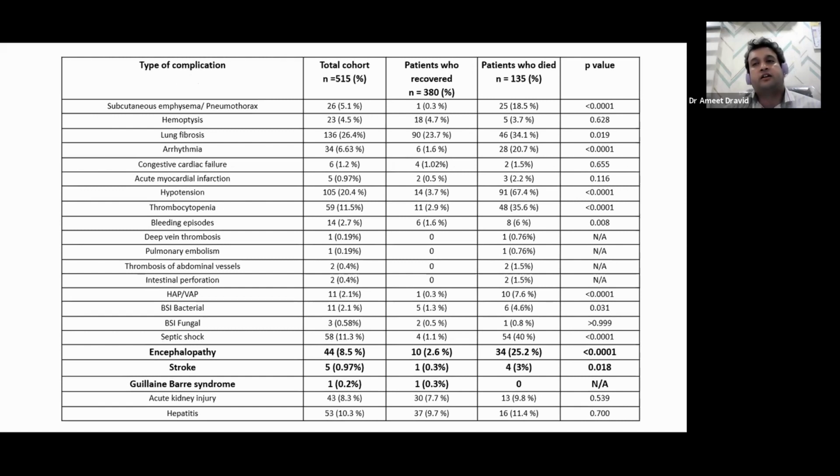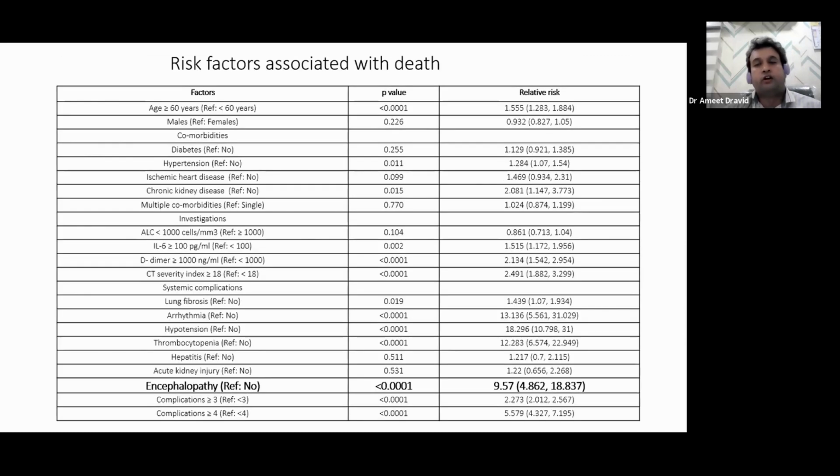When we looked at the risk factors associated with death in severe COVID-19, we clearly found that in those patients who died because of severe COVID-19, encephalopathy was present in almost 25% of patients, while in those who recovered, only 2% had encephalopathy. We had a mortality rate of almost 26% in our cohort of patients with severe COVID-19. On relative risk analysis, presence of encephalopathy carried almost 9 times higher risk of death compared to not having encephalopathy in patients with severe COVID-19.